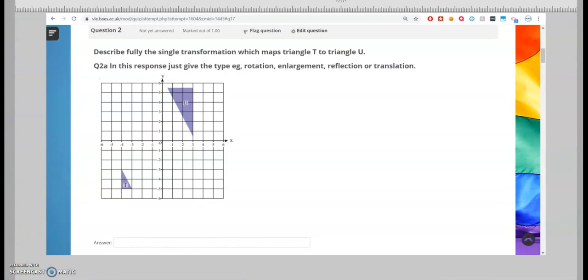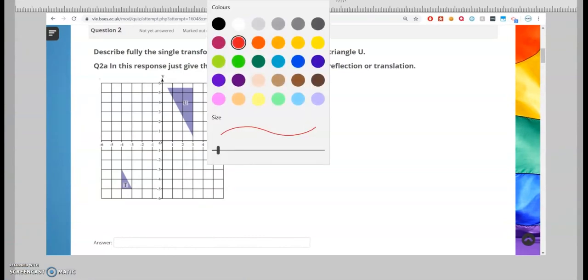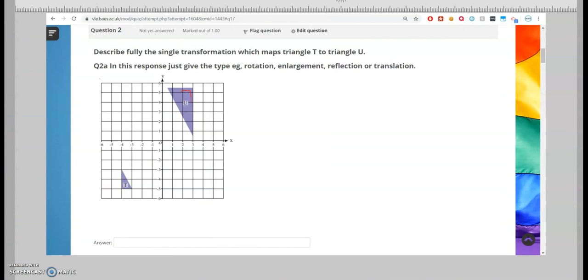So we'd have something like this over here, and that's not the case because triangle U is bigger. So this is not a rotation. Is it a reflection? Can this be a reflection?